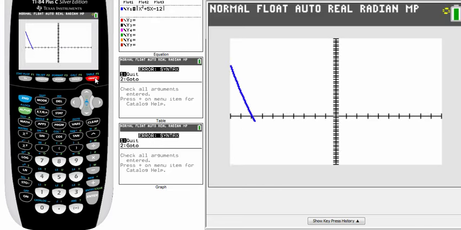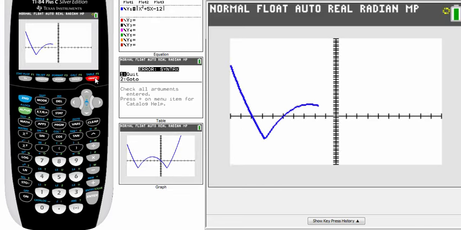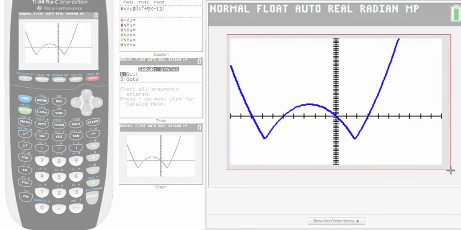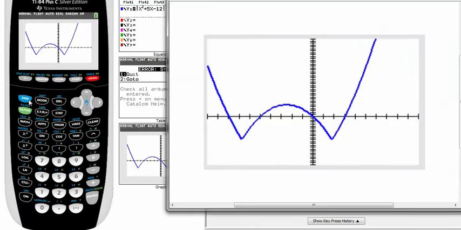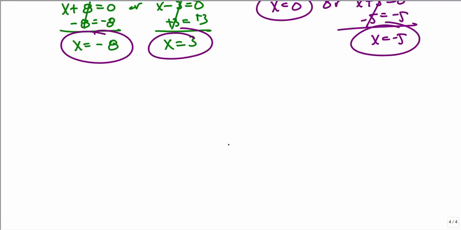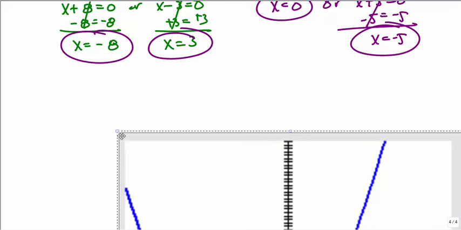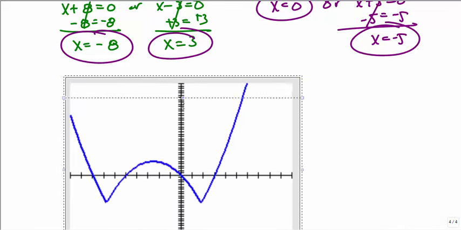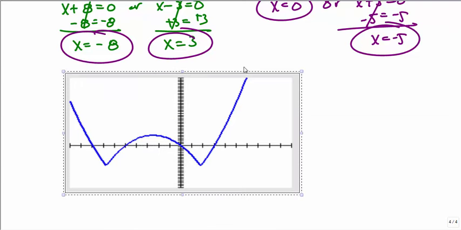Now this should cross 4 times. There's 1, 2, 3, 4. Now these cross at all integer values, so I don't have to double check anything, but if I wanted to double check, I could do second calc and then use the 0 function. But from here it looks like all of our solutions are verified with what we found by hand.